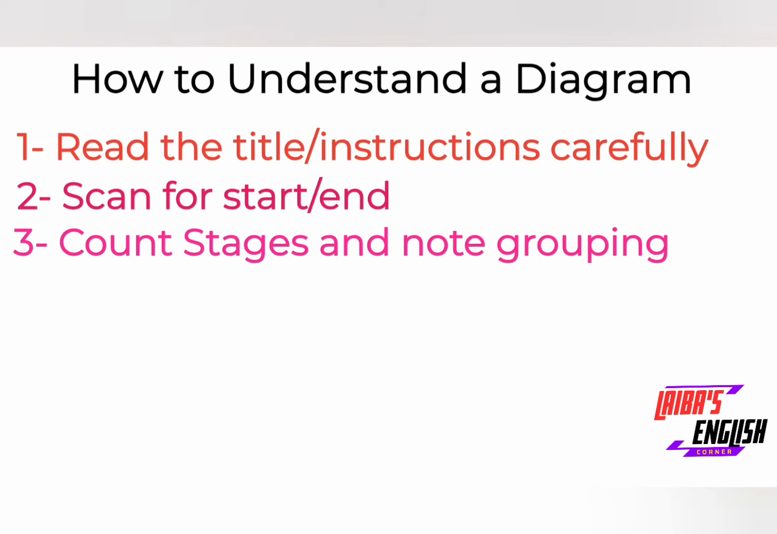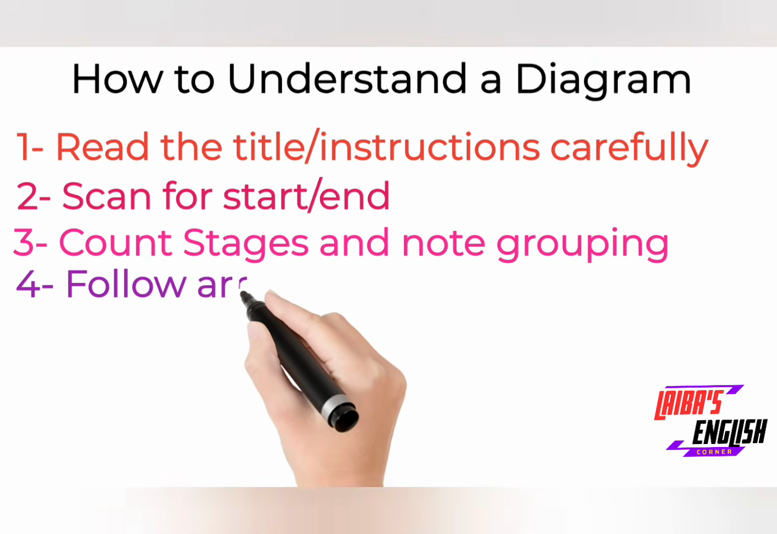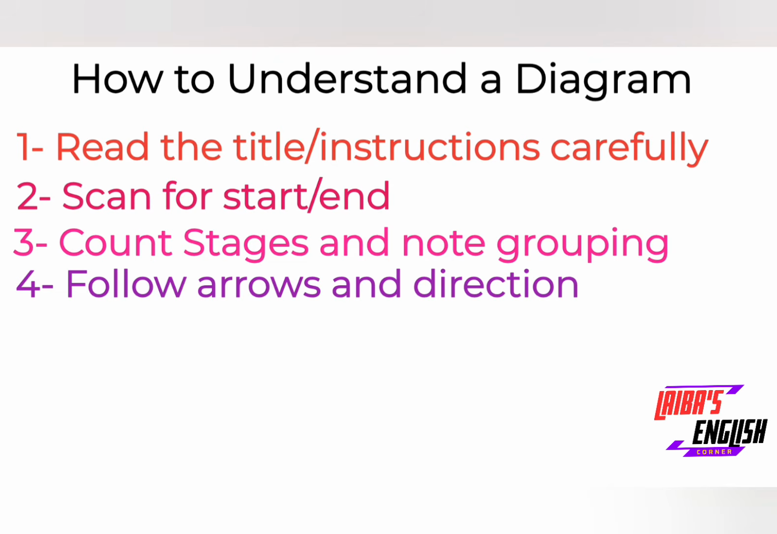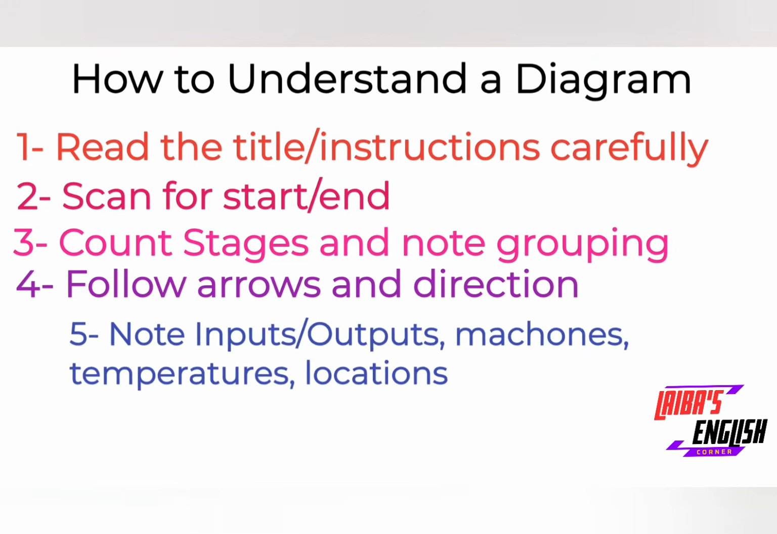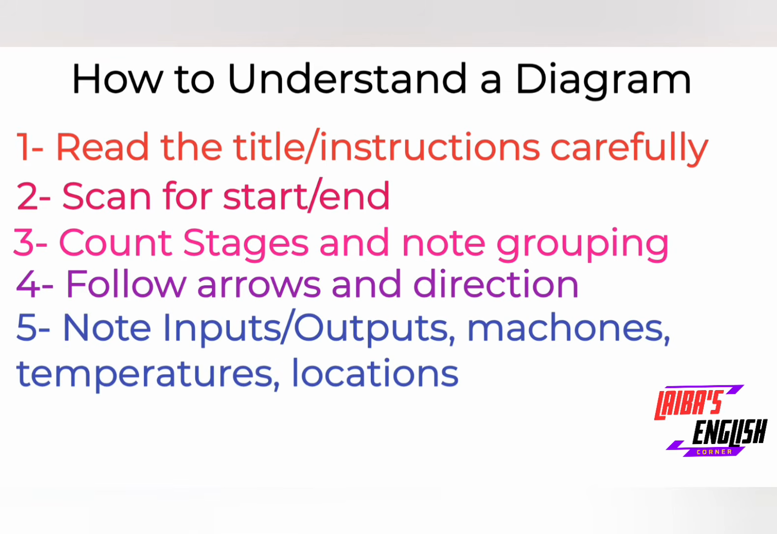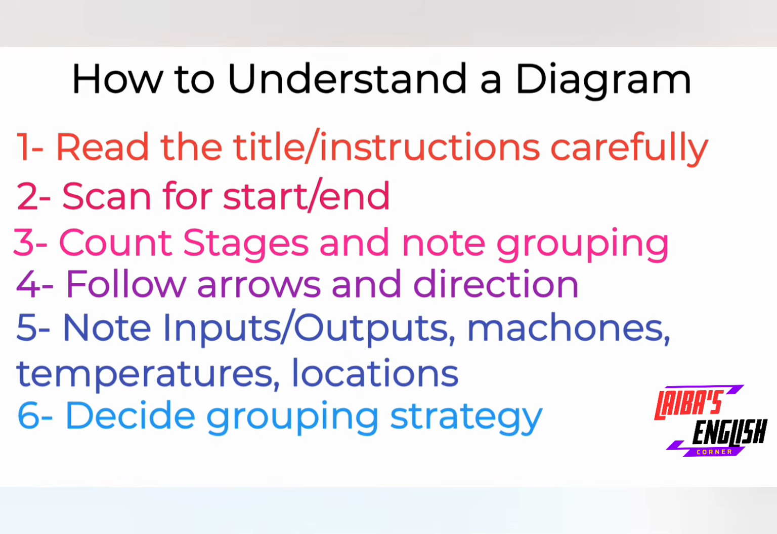We have to count the stages and note grouping. Number 4, we have to follow the arrows and directions. It means that we have to follow the process from start to end. We cannot go from end to start, it will be opposite. Number 5, we have to understand the inputs, outputs. We have to understand all the things, the temperatures, the locations, etc. And we have to decide the grouping strategy, how we are going to present it in the paragraphs.